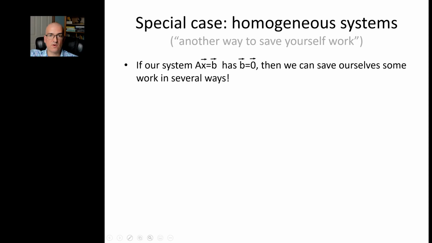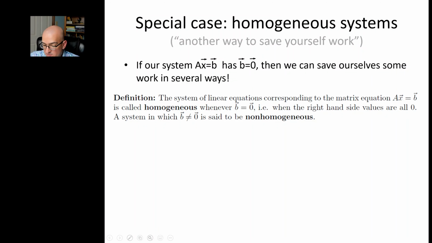So 3x plus 4y plus 7z equals 0. x minus y plus 2z equals 0. All of the right-hand sides are 0. Those types of systems are special, they're important, and they have some nice properties. A system that has some of the right-hand side being non-zero, so let's say equals 2, equals 10, equals -8, we would say that's a non-homogeneous system.